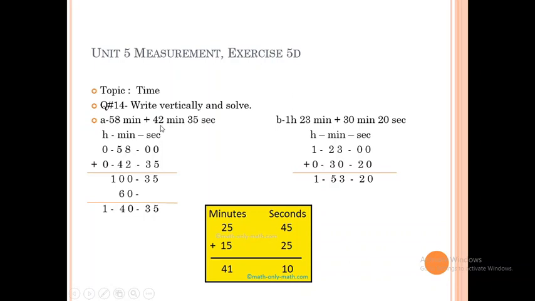The second quantity we have is 42 minutes and 35 seconds. So 42 minutes in the column of minutes and 35 seconds. Then we will do addition. As per our rule, start working from the right hand side. First we will add seconds and these are 35. So 35 seconds are here. Then we will add minutes. 58 minutes plus 42 minutes.